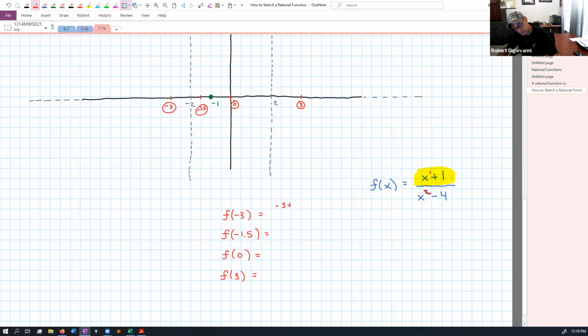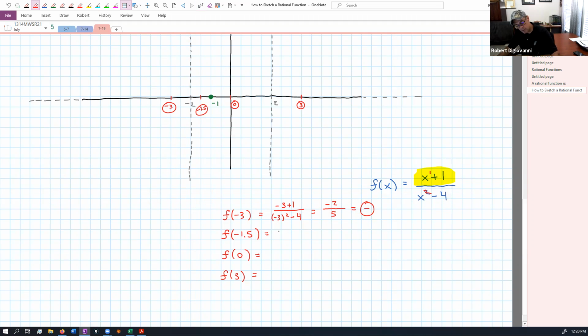So -3 plus 1 over -3 squared minus 4. Do you understand what I'm doing? Plugging these into the original function here? Any questions on that? You have to be careful because when you square negatives, they become positive. So this becomes 9 minus 4, which is 5. And all we care about is that this is a negative number. And you'll see why in a minute. So we plug in -3, we get a negative number.